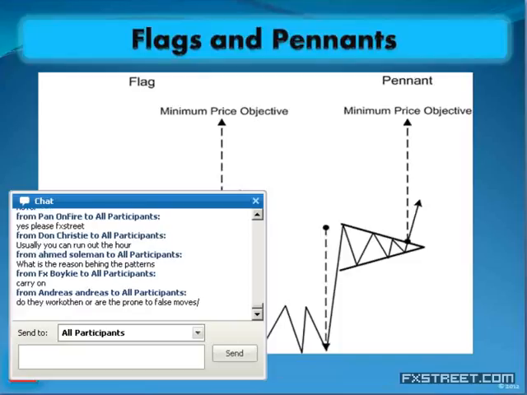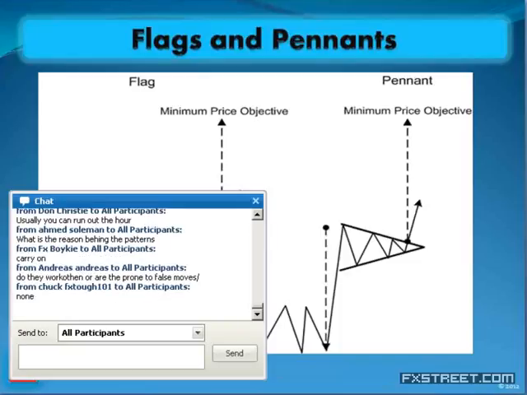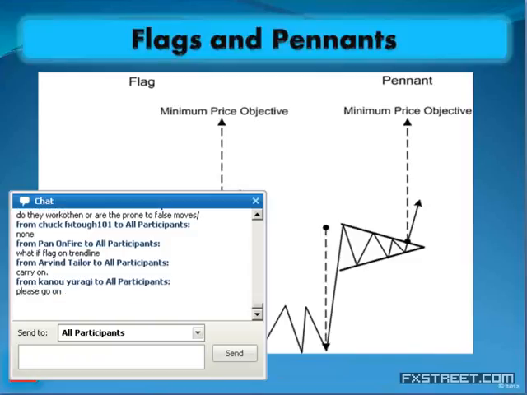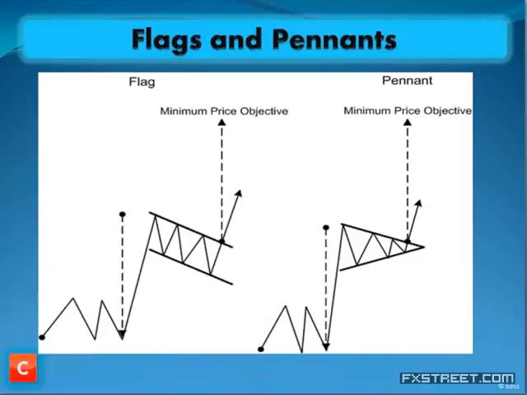What is the reason behind the pattern? Do they work, or are they prone to false moves? What if flag on trend line?